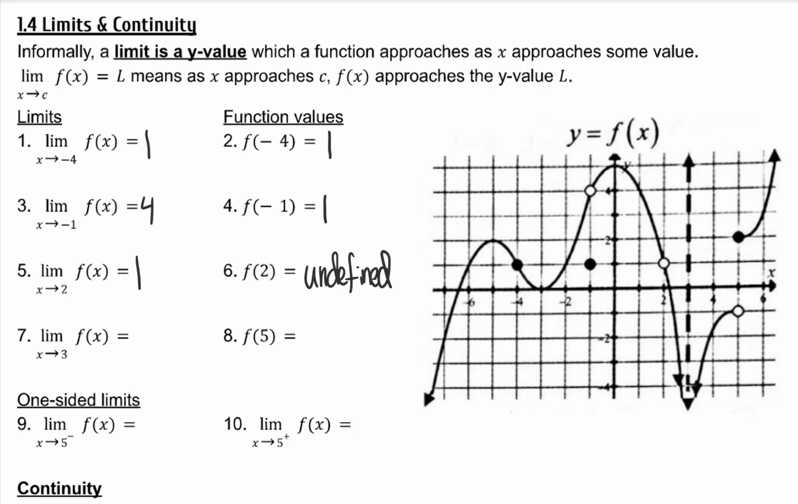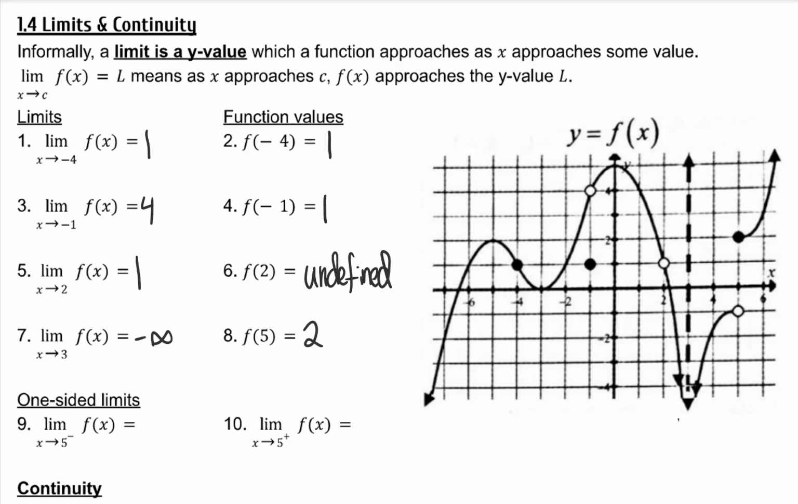The limit as x approaches 3 of f of x: 3 is a vertical asymptote, and as we're approaching 3, the left side is approaching -infinity, and the right side is approaching -infinity. Even though our limit does not exist, because -infinity is not a number, we write -infinity as the behavior which the limit is headed toward. And f of 5, that would be the defined point at 5, so 2.